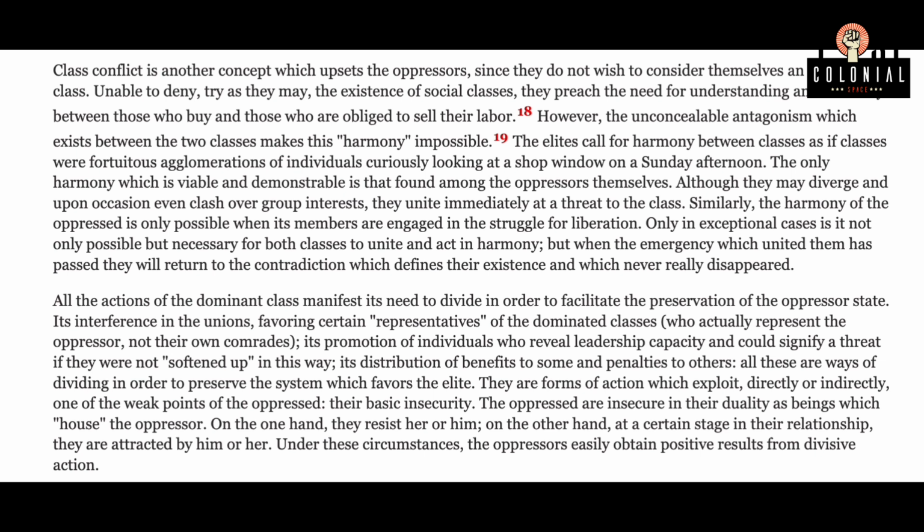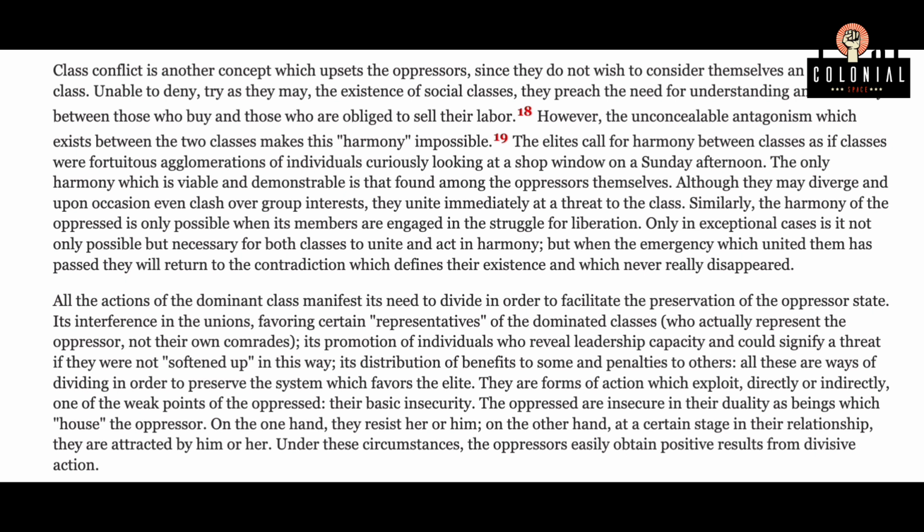Its interference in the unions favoring certain representatives of the dominated classes, who actually represent the oppressor, not their own comrades, its promotion of individuals who reveal leadership capacity and could signify a threat if they were not softened up in this way, its distribution of benefits to some and penalties to others. All these are ways of dividing in order to preserve the system which favors the elite. They are forms of action which exploit directly or indirectly one of the weak points of the oppressed, their basic insecurity.